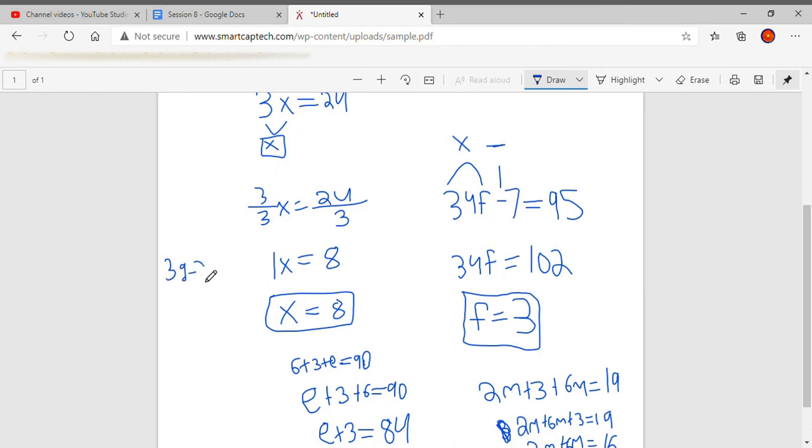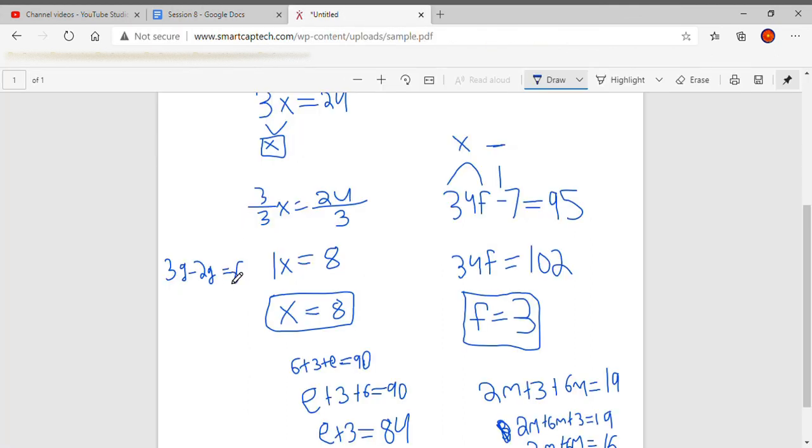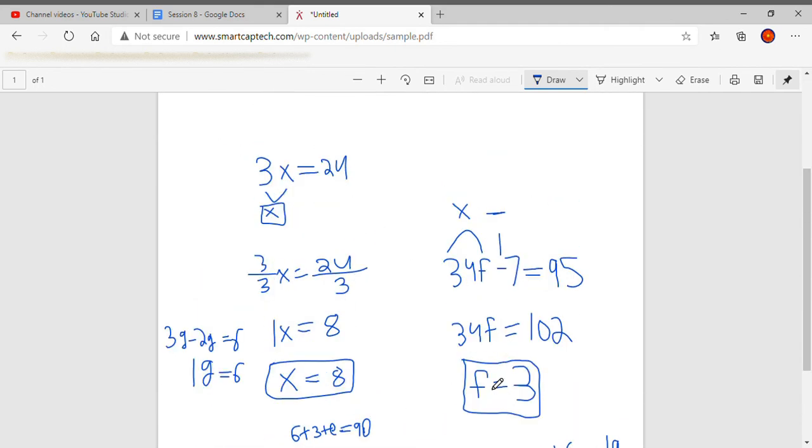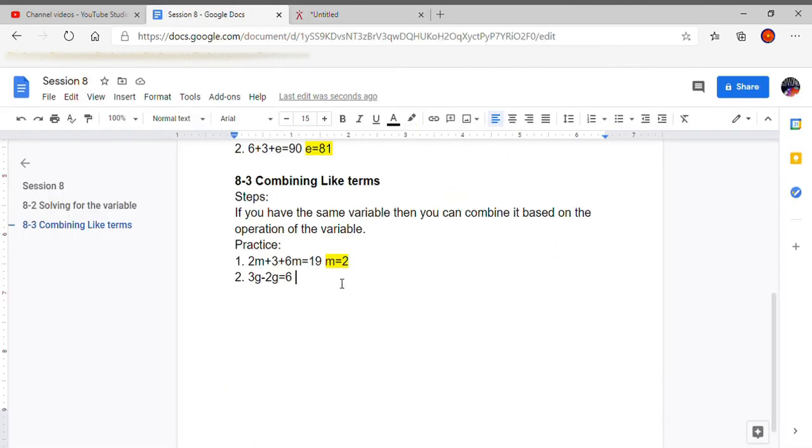3g minus 2g equals 6. This time you don't combine, you subtract. When you subtract g minus g, remember the g doesn't turn to 0, you just have the same thing: 3 minus 2 is 1g, so 1g equals 6. As I mentioned over here, 1x equals 8, we can just write that as x equals 8. Same thing here, we can just write this as g equals 6. So our answer for this one is g equals 6.